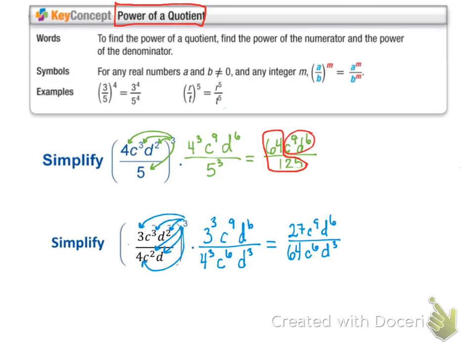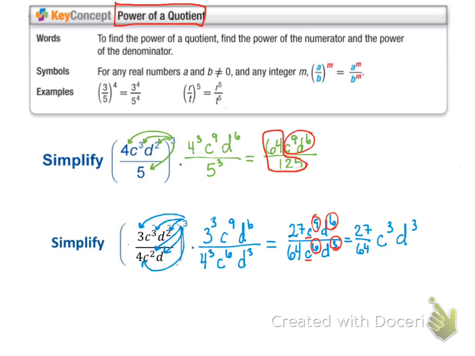And now you notice the other thing that we need to pay attention to is we have like bases. Remember, these are going to get subtracted then. So I've got 27 over 64 that stays as a fraction. C moves out of the fraction now. 9 minus 6 is 3. And 6 minus 3 is also 3. Okay, so 27 divided by 64 times c cubed times d cubed. That would be our answer there.